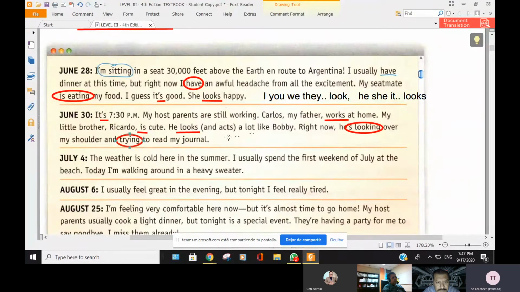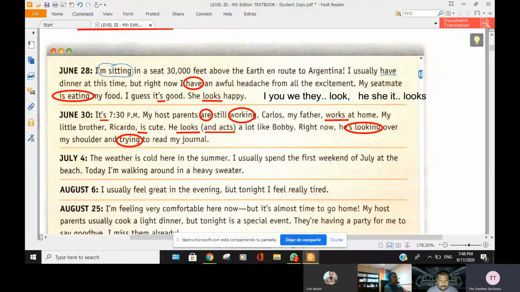Okay, so we got still they are working, so we're going to say are working. And the other, to read, no, but the read is a verb. It's infinitive. He looks and acts. Maybe that's two actions. Yeah. Works is in the simple present. My little brother Ricardo is in the simple present. Looks and acts, simple present. Is looking, present progressive. And trying, present progressive.